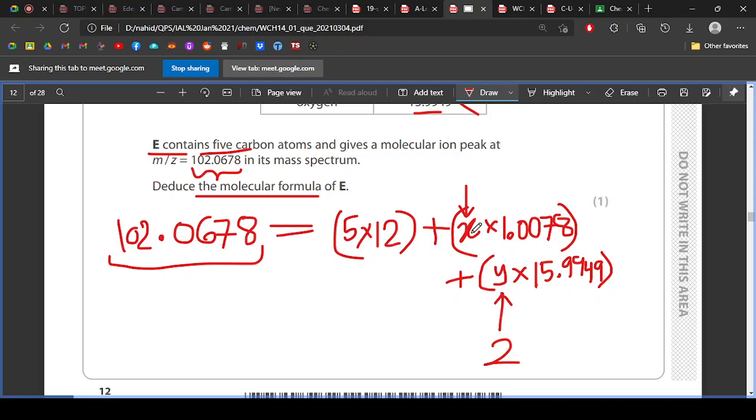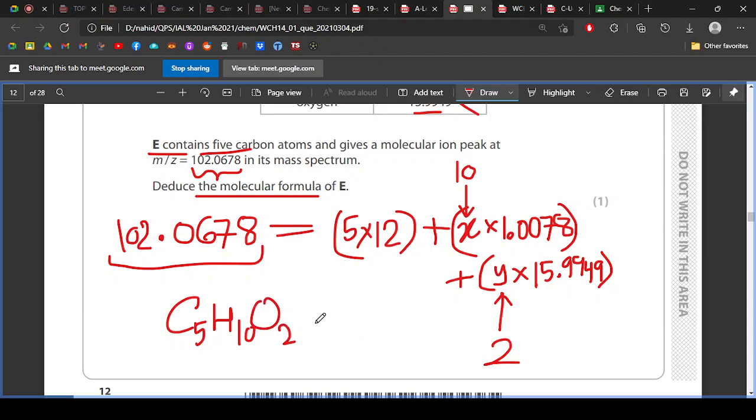If we take 9, it's 101.06. Take one more, take 10 then. Yes, it's exactly 102.067. So that means the molecular formula will be C5H10O2. Is that clear? All right.